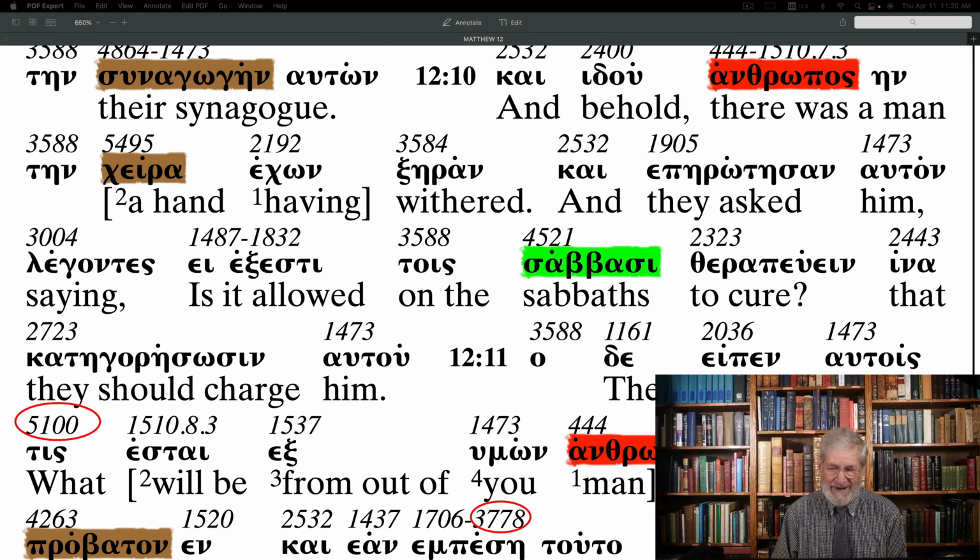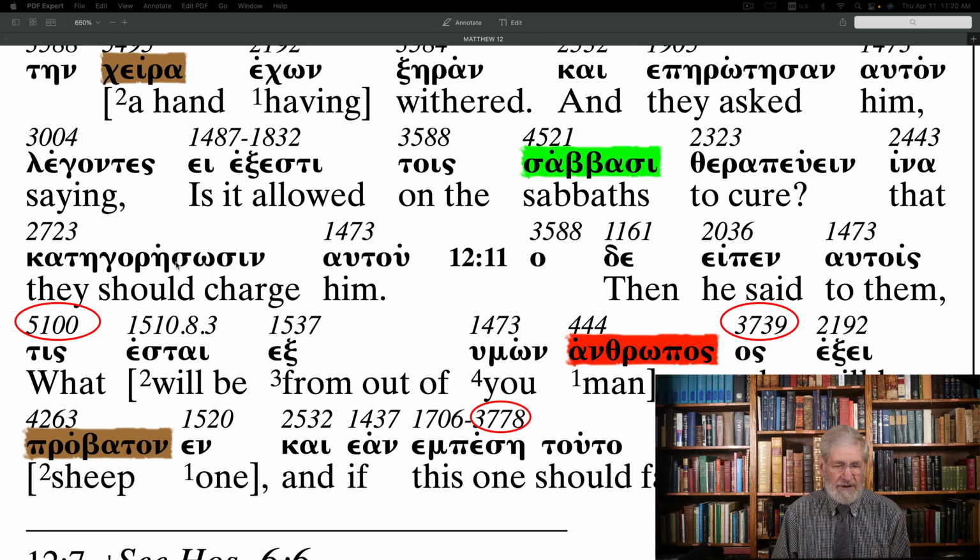I suppose you could use attend, but that would be too vague for what they're charging him against. And then it continues, hina katēgorēsōsin autou, so that they should charge him. Now, here's another word. It's a legal term, to charge somebody, but a non-legal term would be to accuse, which is used in other places instead of charge. That you could say that they should accuse him. It would be okay, yeah, but they are.